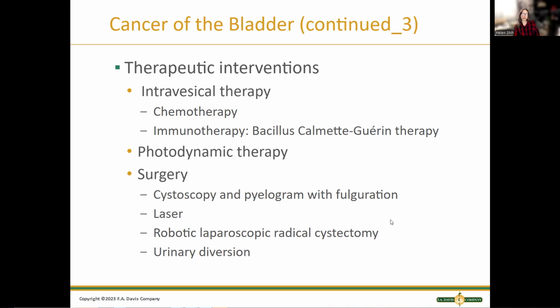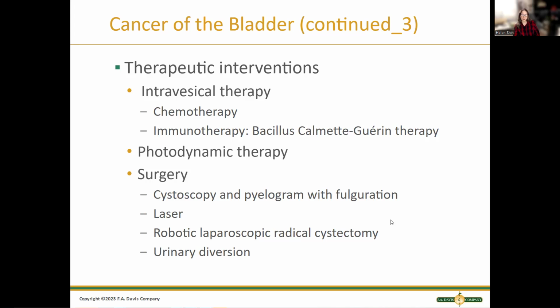We could use a laser in which we use the laser to pinpoint the cancerous cells in order to destroy them. We could do a robotic laparoscopic radical cystectomy. Radical in this sense means complete or total. So radical cystectomy means that we're removing the entire bladder.